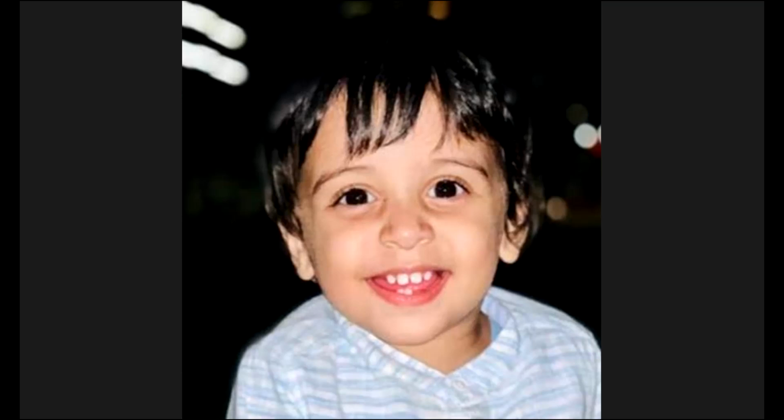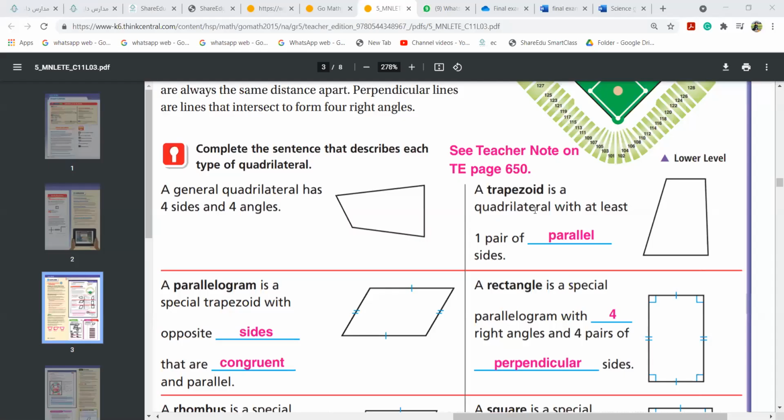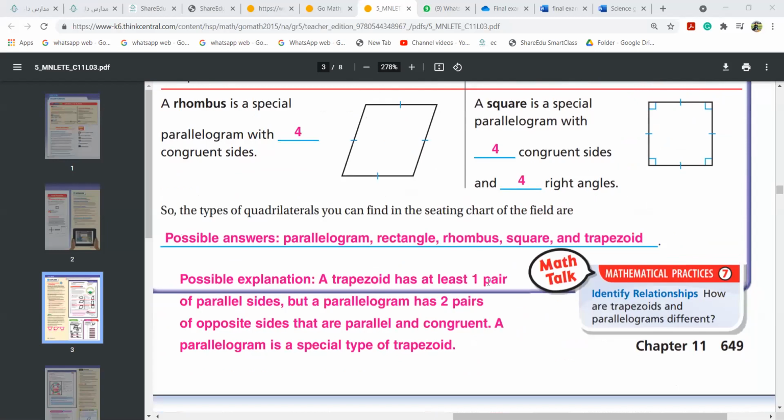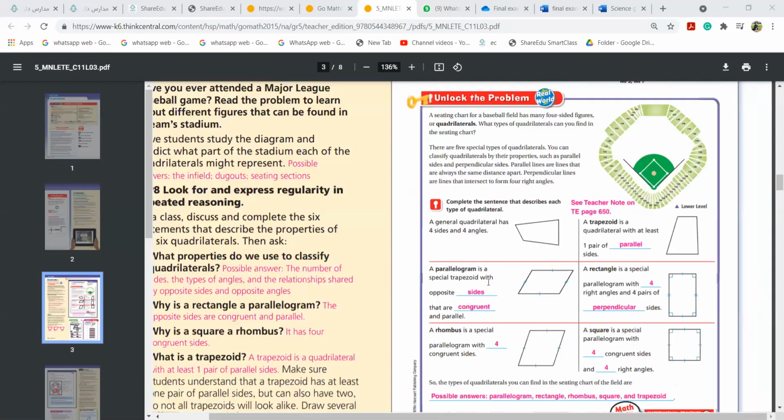Okay. This is the concept of this lesson. If you understand this, it's very easy. Now let us come back to your lesson. Everyone, listen to me, and then I'm going to give you time to write. Now, page number 649. Now you have how many opposite sides?